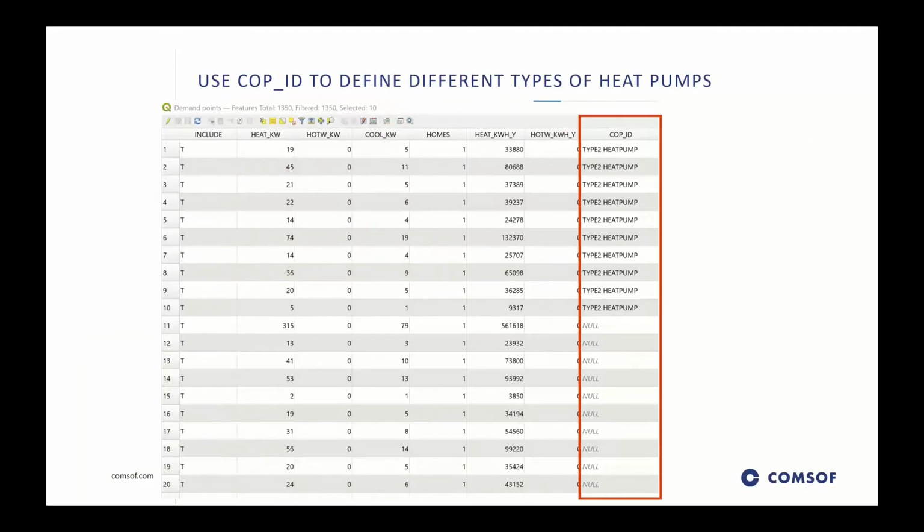Now you can specify different types of heat pumps. Those different types can have, for example, a different COP value, depending on the type you're using, the size, or the power. Here I have defined a type 2 heat pump. We use the attribute COP_ID in the demand point table, and here you can simply put a string, an identifier, to list a new type of heat pump.